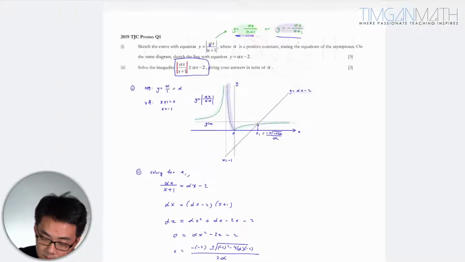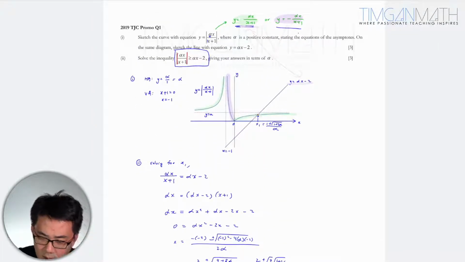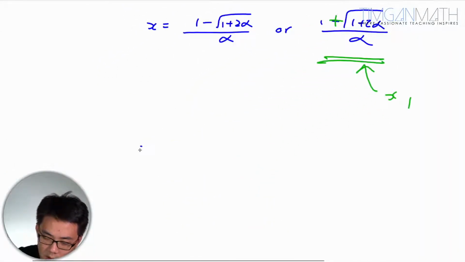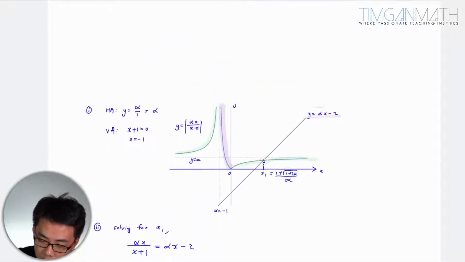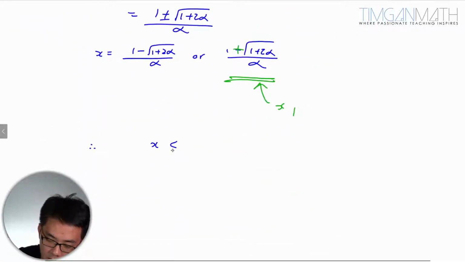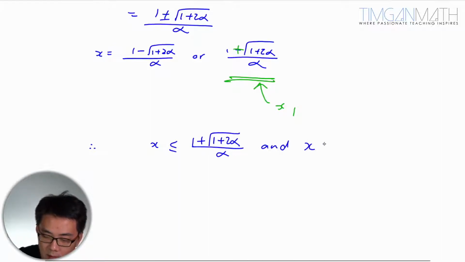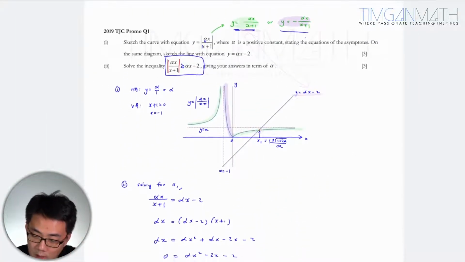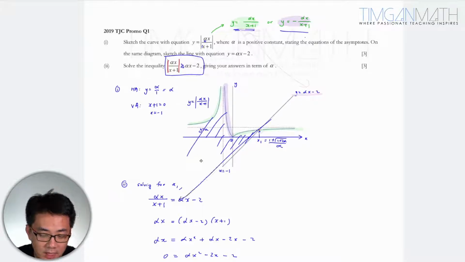So hence, the inequality is solved. Hence, what do you want? You want x less than or equal to 1 plus the square root of 1 plus 2 alpha, and x not equal to -1. That is your answer. Okay, so you need to know how to solve the inequality. Anything where the graph is above this line here, that's your solution.